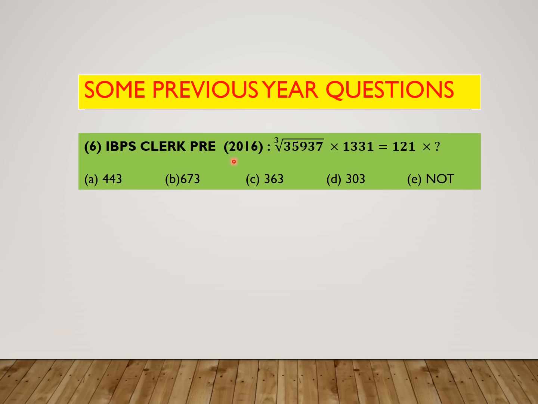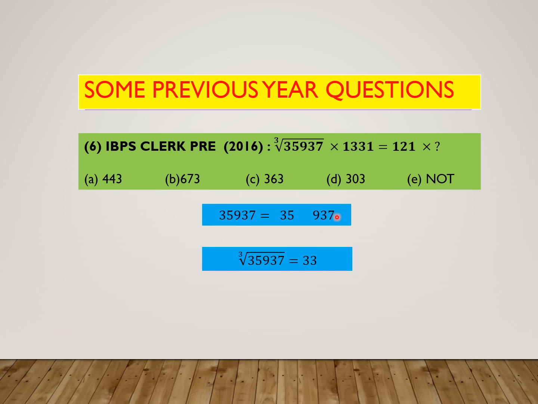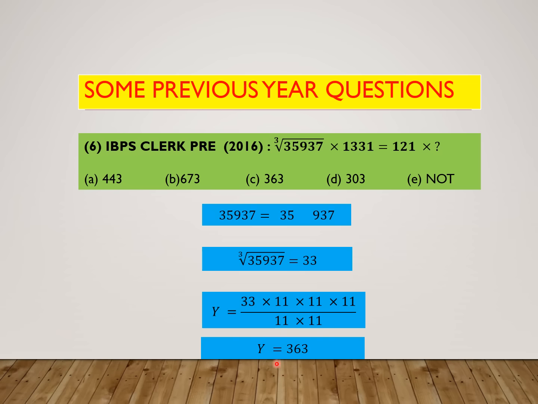Next question was asked in IBPS Clerk Preliminary 2016. Here we have to find the cube root of 35937, which can be found using our shortcut. So 35 lies between the cube of 3, which is 27, and 4 cube, which is 64, and the last digit is 7. So cube root of 35937 is equal to 33. Now 33 into 1331, so we can write it as 33 into 11 into 11 into 11 divided by 121, that is 11 into 11. So finally we will get y is equal to 363.